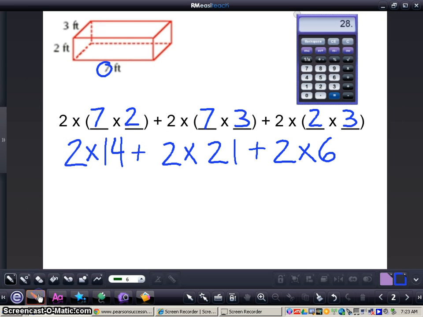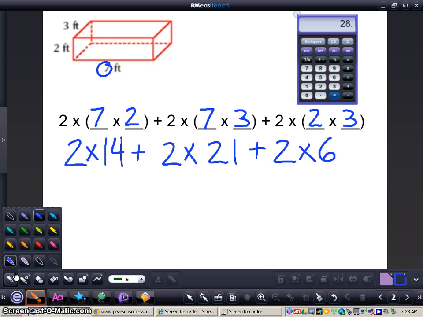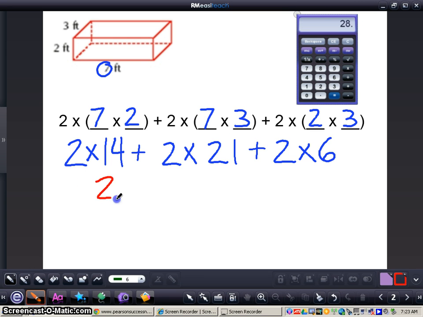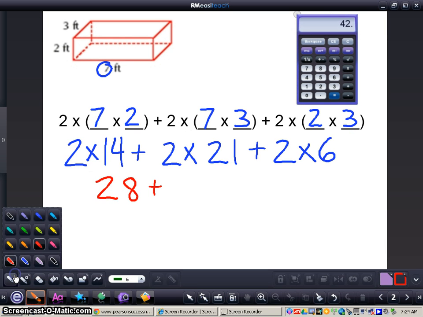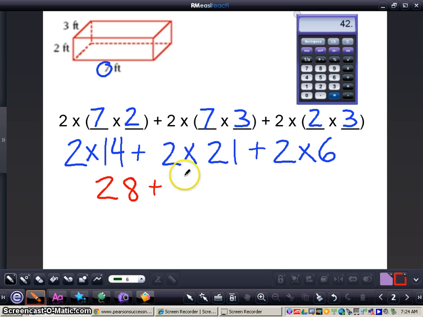So I will just write, I'll use a different color ink here, representing the different step. So I have 28 plus 2 times 21. Just type this in the calculator. 2 times 21 equals 42. Make sure I'm using my red here for this step. Plus 42.